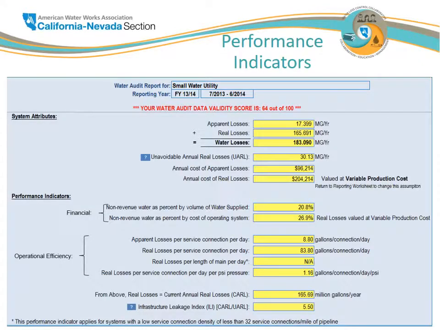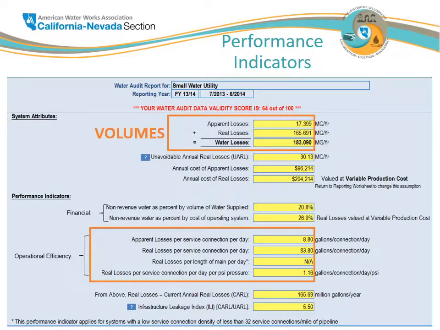The audit wraps up with a display of a consolidated sheet that displays your performance indicators. So once you've completed all of the input volumes and you've scored all of those input volumes with a data validity score, the audit summarizes the estimation of your water losses on a performance indicator tab. As you'll see, the performance indicators are categorized in these different buckets.